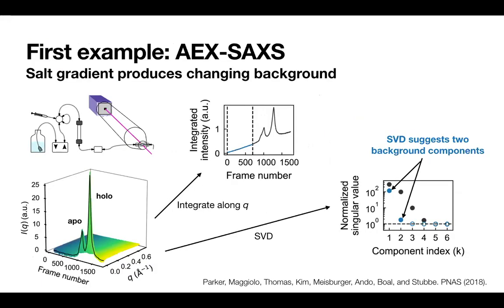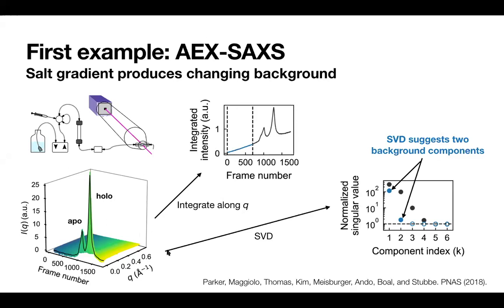Okay. So let's do some examples. As a first example, this is the AEX-SAXS dataset that I showed earlier. The issue with AEX-SAXS is that we have a salt gradient that produces a changing background. So the protein is charged and it binds to the column, and then you elute the protein from the column by increasing the salt concentration in a linear fashion. It's a little bit hard to see the consequences of that in this three-dimensional figure, but if you now integrate along Q and plot the total integrated intensity versus frame number, you can see that characteristic rise, and that's the scattering from the NaCl in the buffer.